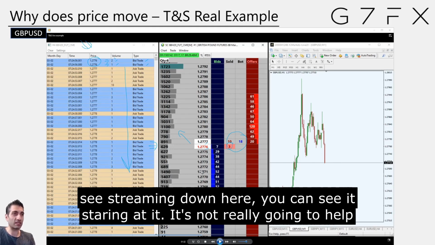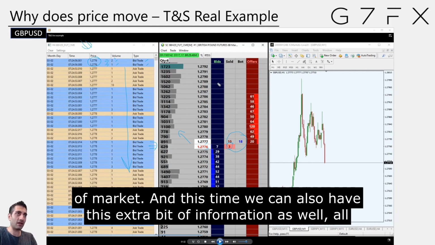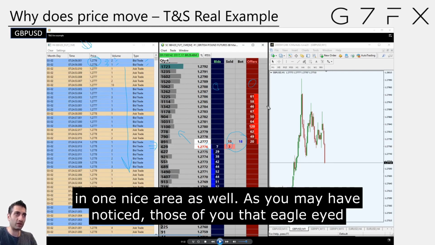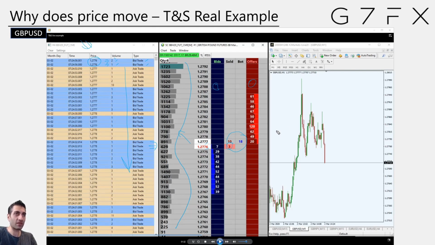It's not really going to help us when we can actually have it nicely compacted, the same information on a depth of market, and this time we can also have this extra bit of information as well, all in one nice area, as well as, you may have noticed, those of you that are eagle-eyed, the volume profile. So everything is nicely together on one platform.